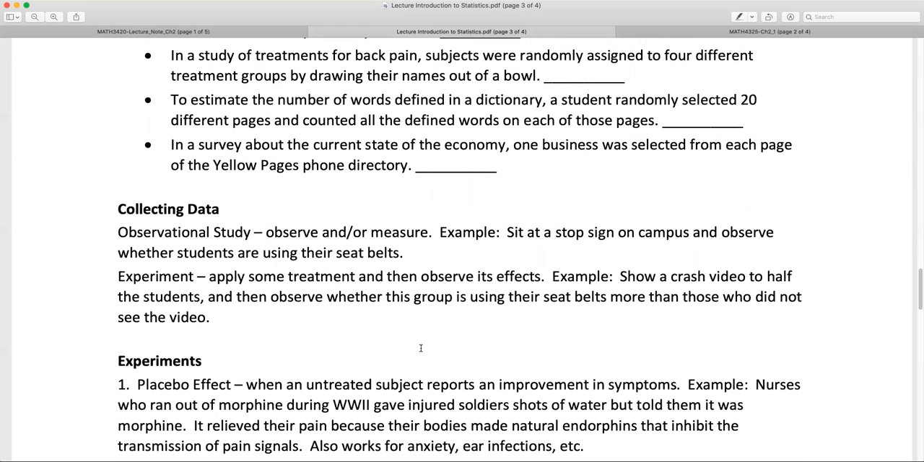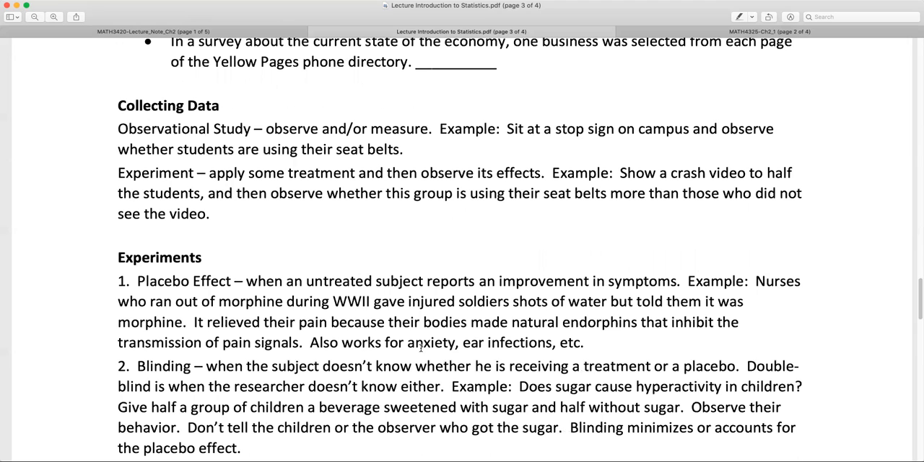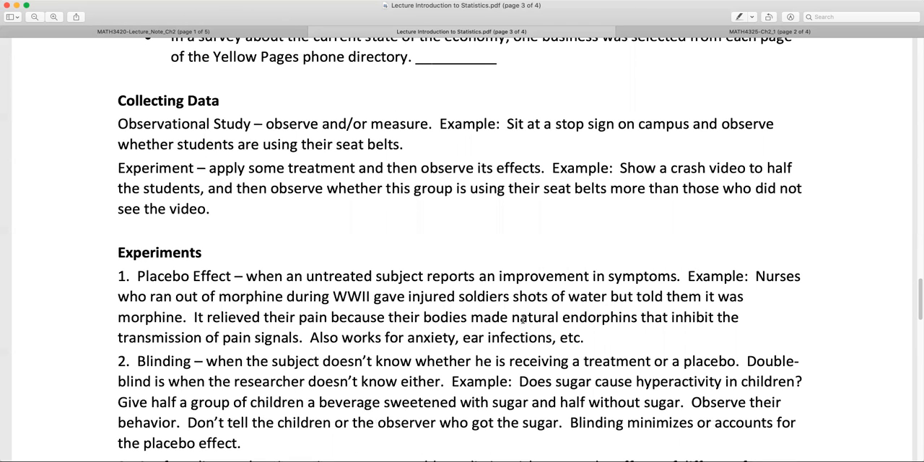And now next one: collecting data, observational study, and then experiment. Now let's think about this.